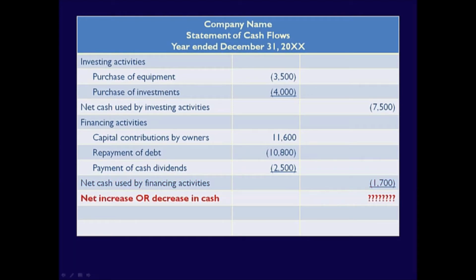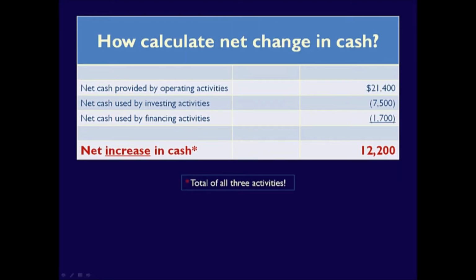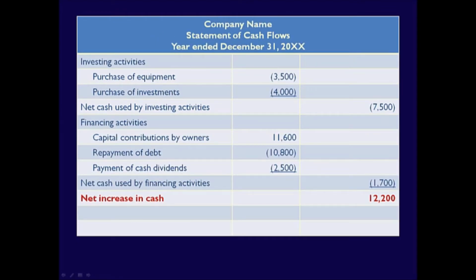The bottom of the cash flow statement shows the net change in cash. How is this calculated? This is the summation of all 3 activities. For this cash flow, that would be the operating inflow of $21,400, investing and financing outflows of $7,500 and $1,700 respectively. This results in a change in cash during the year of $12,200, an inflow. This amount is noted on the cash flow statement.